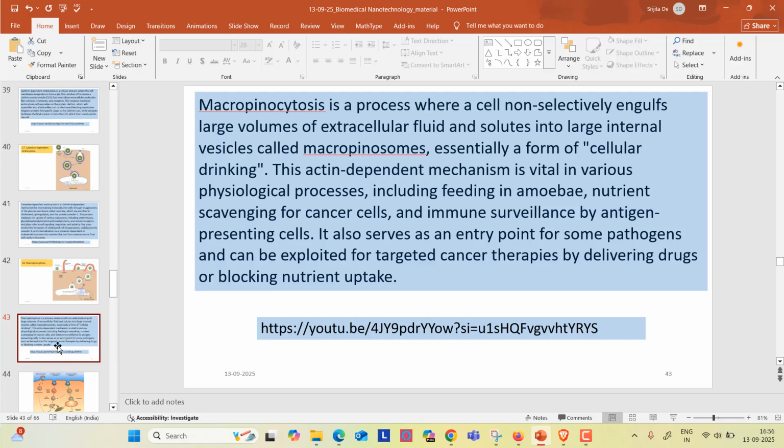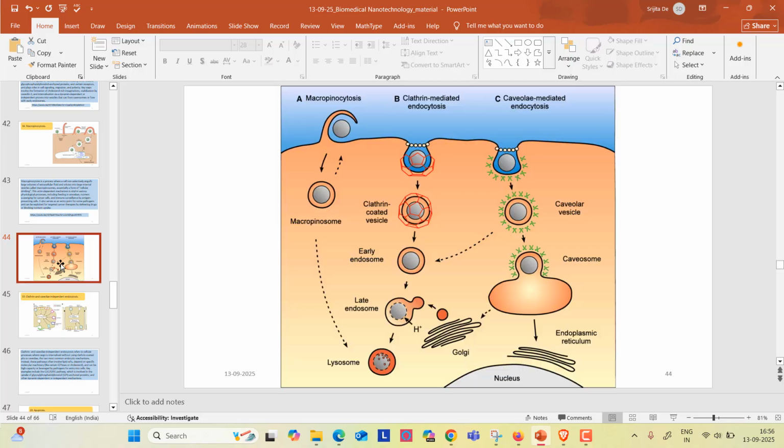You can see the video later. So this is macropinocytosis, right? The cell is extending out and collecting this particle along with the extracellular matrix and forming the macropinosome. Then this is clathrin-mediated endocytosis. These are clathrin-coated vesicles, and finally, they are mixing with the lysosome. This is caveolin-mediated endocytosis. Okay, this is the caveolar vesicle, and finally, they are forming the Golgi and the endoplasmic reticulum.